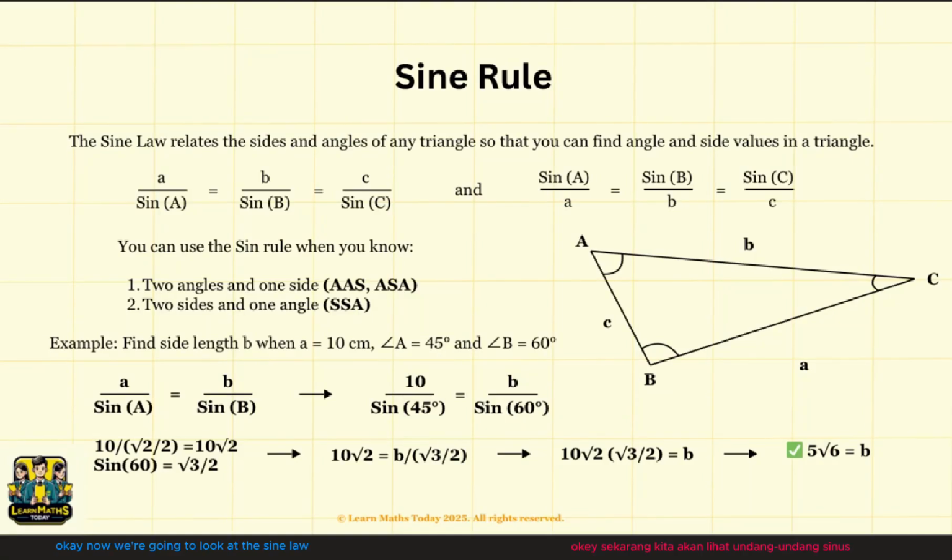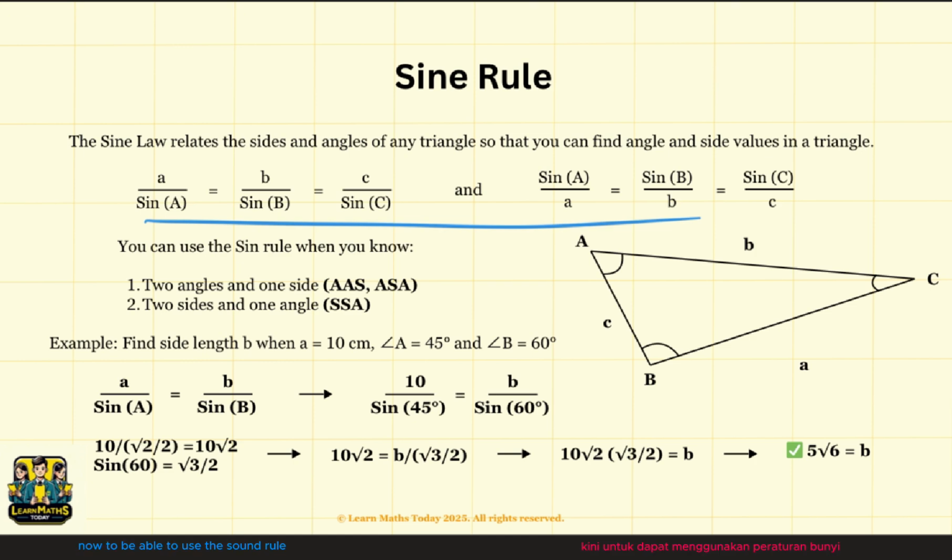Okay, now we're going to look at the sine law, which relates the sides and angles of triangles and allows you to find a multitude of properties within a triangle. First, the sine law states that in any triangle, the ratio of the length of a side to the sine of its opposite angle is the same for all three sides. Essentially, if you look at these equations here, you will see that the ratios of the side lengths to their angles are the same throughout the triangle.